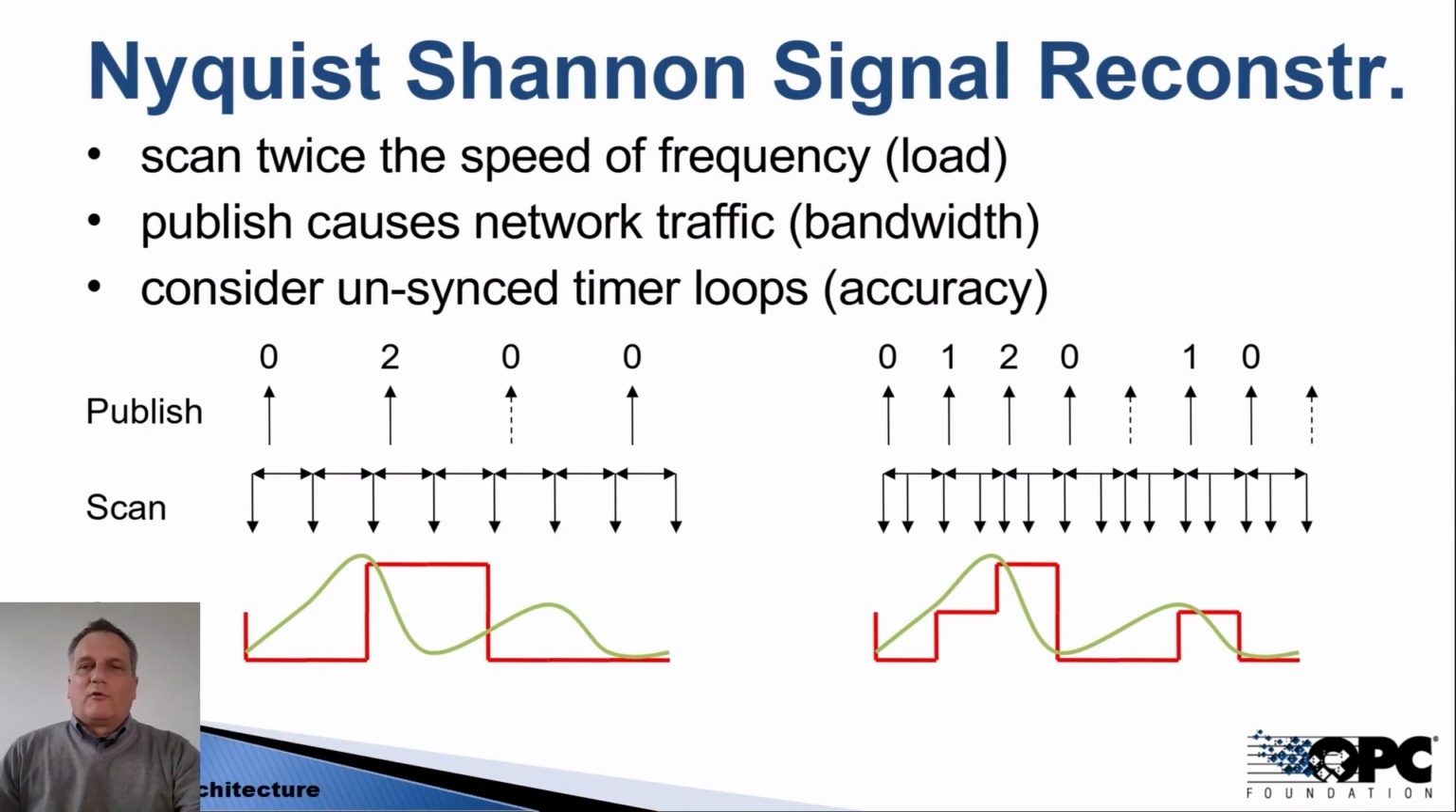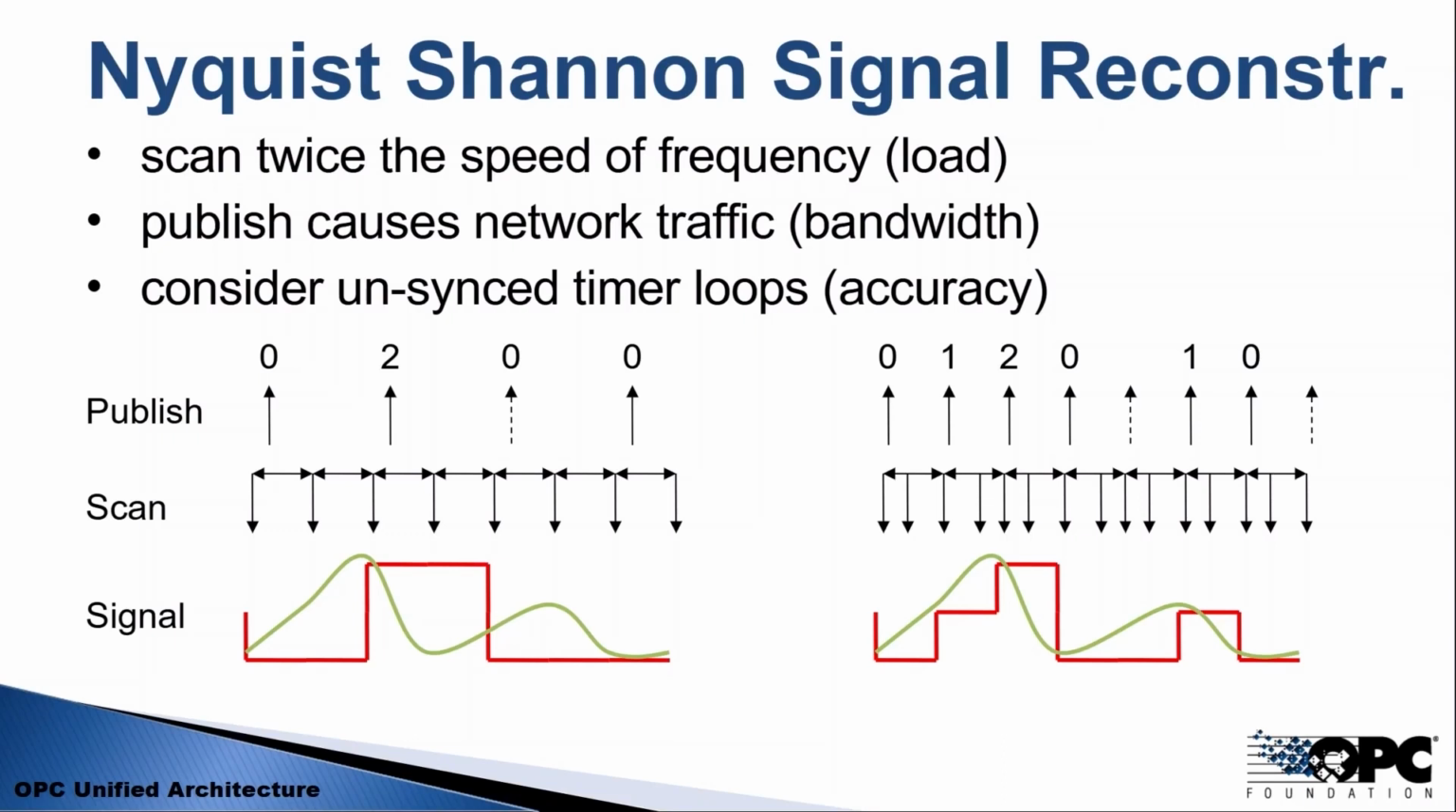As you know from the Nyquist-Shannon theorem for signal reconstruction, you need to scan the data with twice the speed of the frequency. Of course, this may cause some load in the server. The publish causes load on the traffic, so it's important for the bandwidth. It's the network traffic.